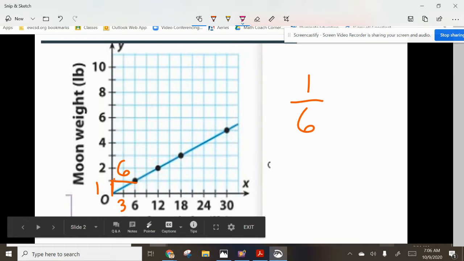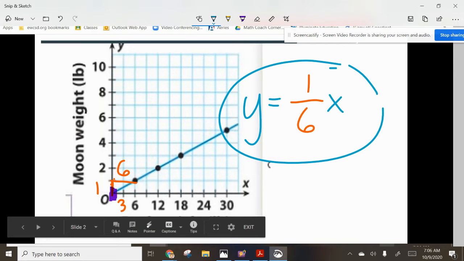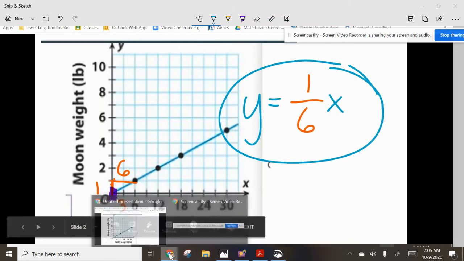So your y-intercept's right here. If you were to write out this equation, this is what it would look like: y equals 1 over 6x plus 0. But guess what? You don't even need to write the 0. So that could just look like this. This is a perfectly fine linear equation. All it means is you start at 0, you go up 1 over 6. Up 1 over 6, okay? You got this.